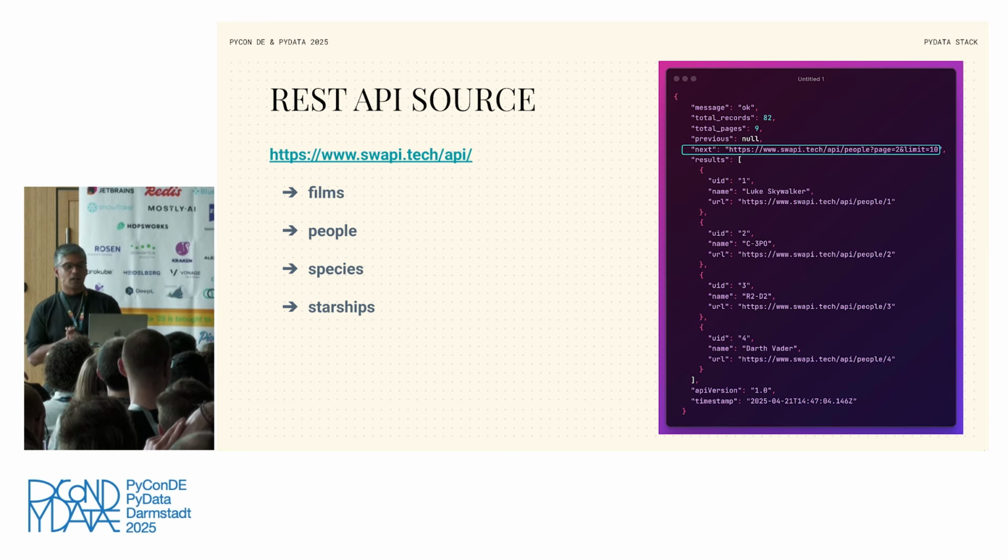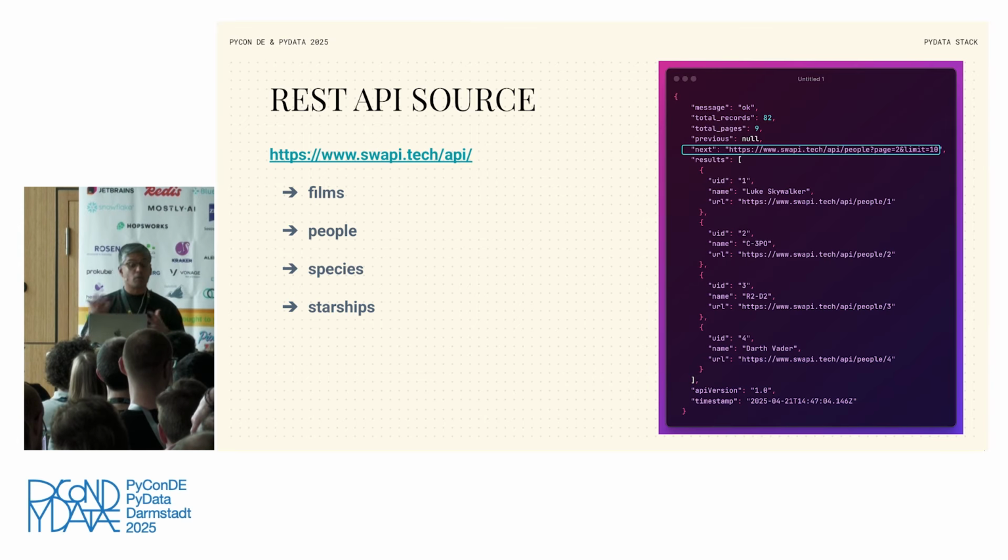Right, let's start with the Star Wars API. This is a public API accessible for anyone who wants to go and have a play around with this. It provides different endpoints for different, let's say, properties or attributes of the Star Wars world. So we've got films, people, species, and starships, all of the important things from the Star Wars world.